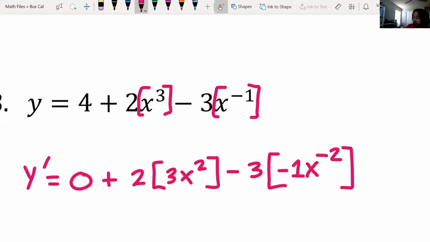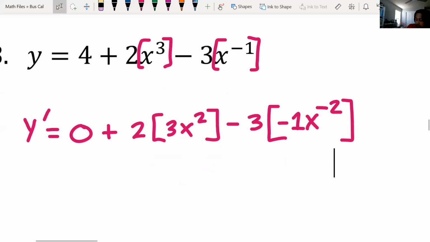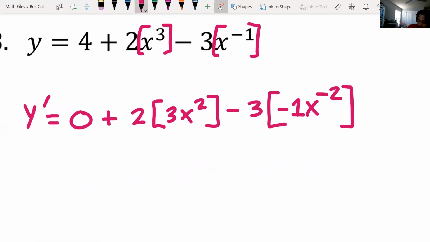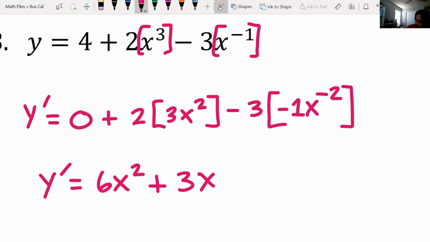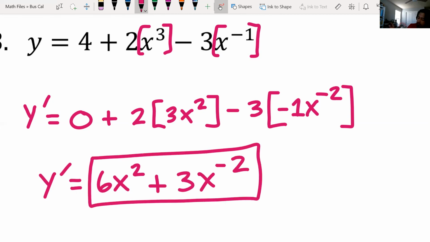Yeehaw. And now let's go ahead and rewrite it. We don't need the 0 there anymore. Just distribute that 2. We'll get 6x squared, and then distribute that negative 3. Negative negative makes positive, and you'd get 6x squared plus 3x to the negative 2. Done and done. I don't think it'll ask for a rewrite on that.